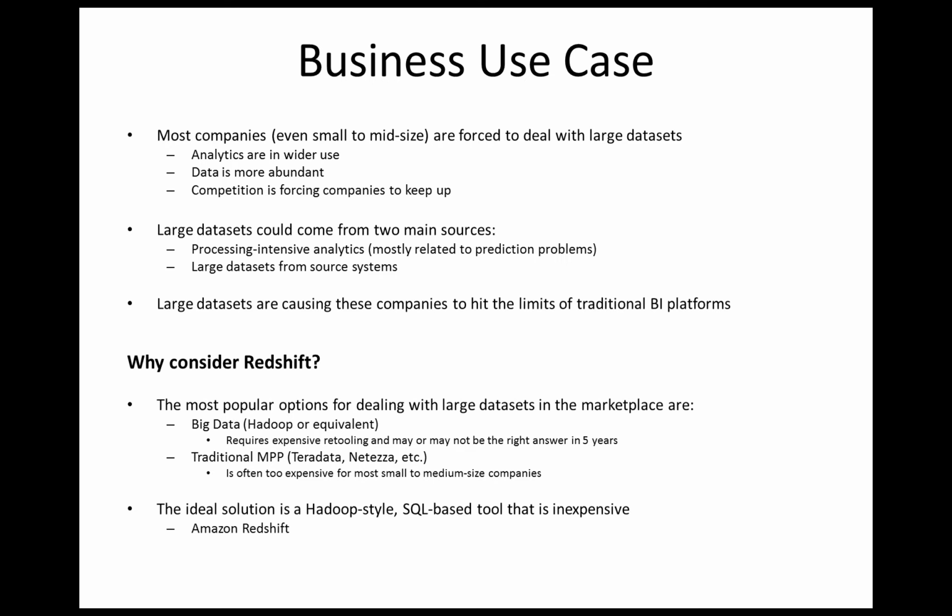And then the second option, the traditional MPPs, are often too expensive for most small to medium-sized companies. And so that conversation is a non-starter. So the ideal solution is a Hadoop-style SQL-based tool that's inexpensive. And when we say Hadoop-style, we're referring to a tool that allows parallel processing via software scalability on commodity hardware versus your traditional MPPs. And so Amazon Redshift fits this model.